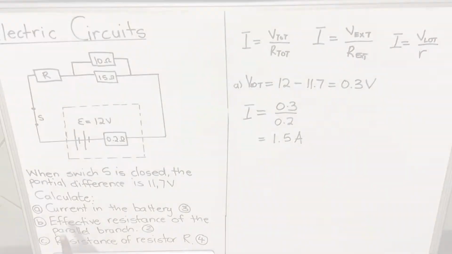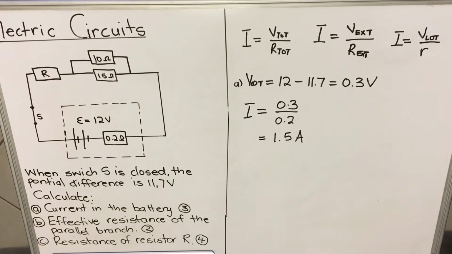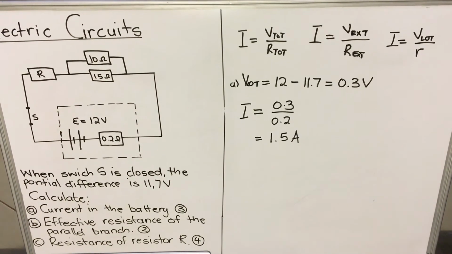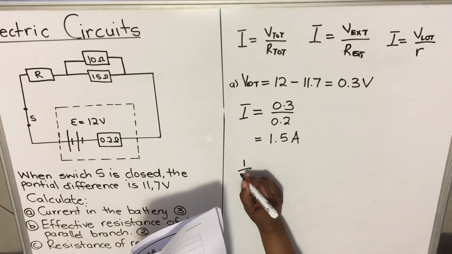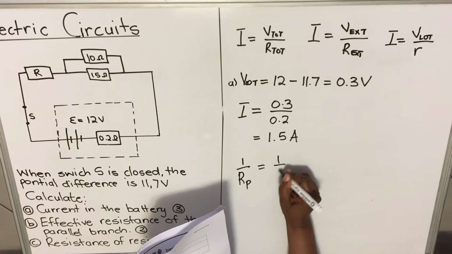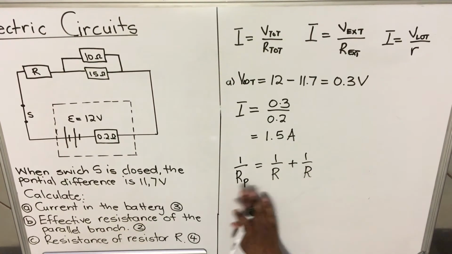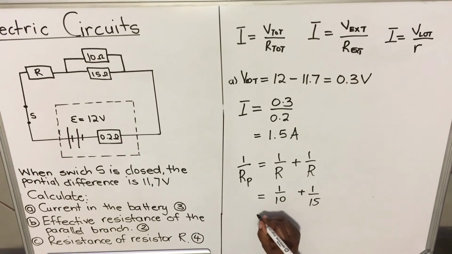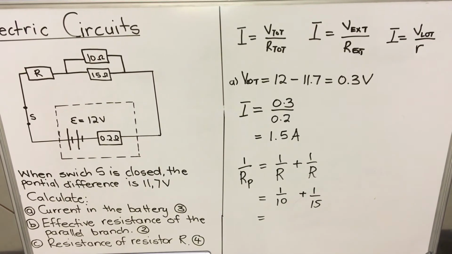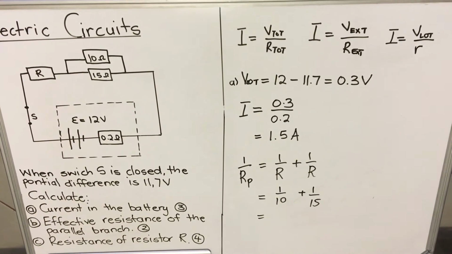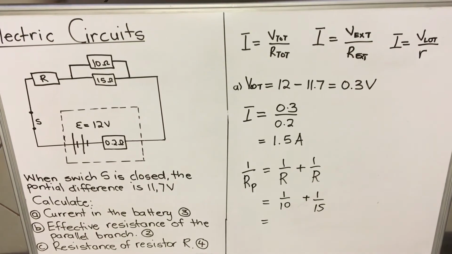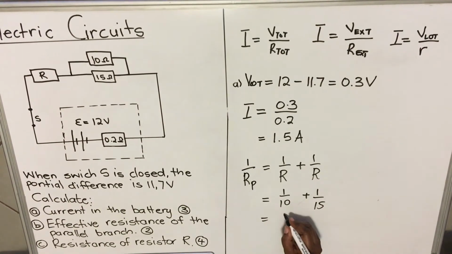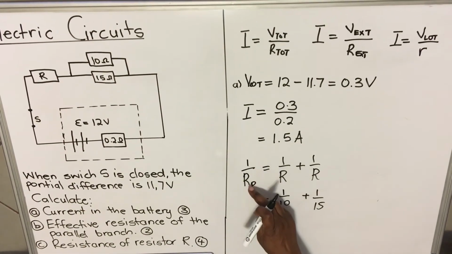Okay, let's look at the second one. Calculate the effective resistance of the parallel branch. When they talk about the parallel branch, it is that one. Now we have a formula for parallel. You go to your formula sheet. It's 1 over R parallel is equal to 1 over R1 plus 1 over R2. So the first one is 1 over 10. The second one is 1 over 15. You add them: 1 over 10 plus 1 over 15 is equal to 1 over 6. But you remember it's 1 over R parallel, so you need to swap it around, which gives 6 ohms.